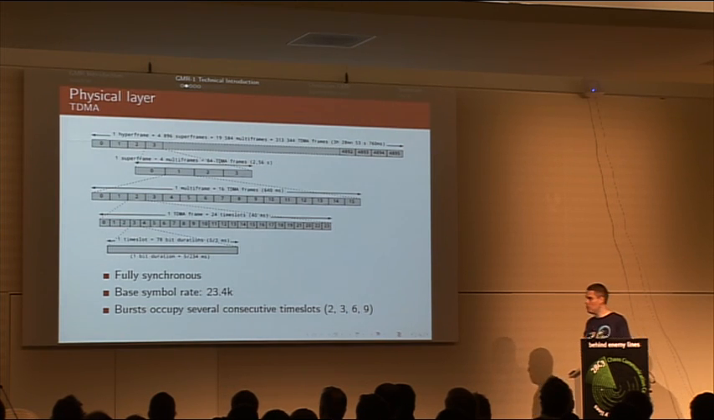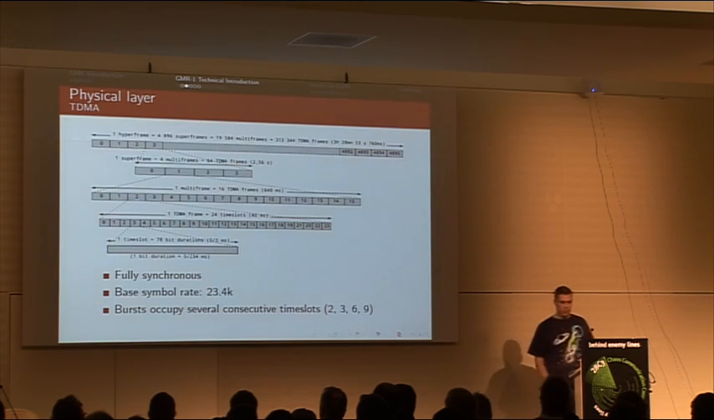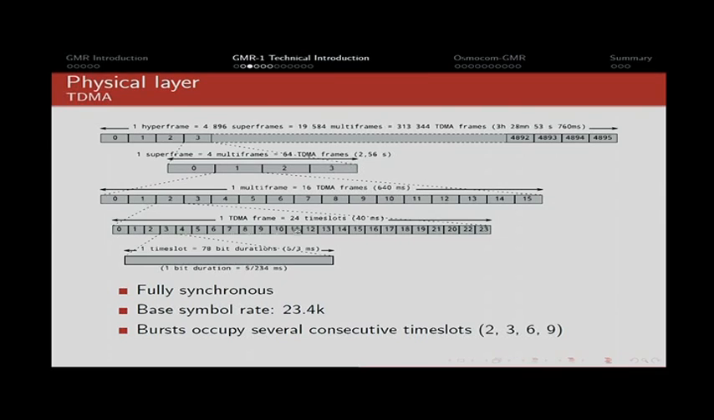A major difference compared to GSM is that, as you can see, one of the TDMA frames here is composed of 24 time slots, and the burst, that is the packet of information exchanged on the network, can occupy several consecutive time slots, which was not the case in GSM 2G at least.